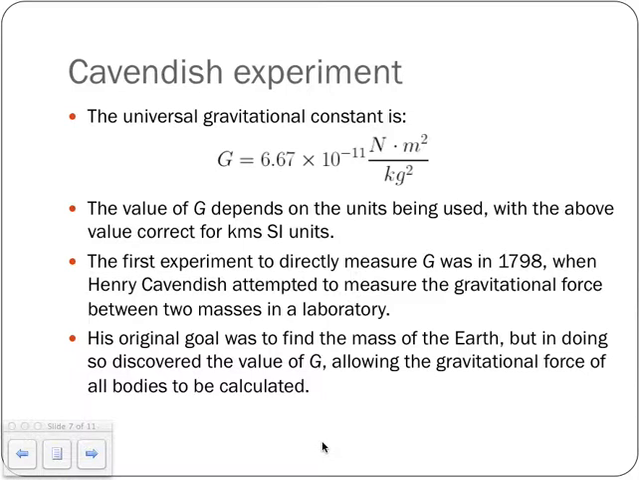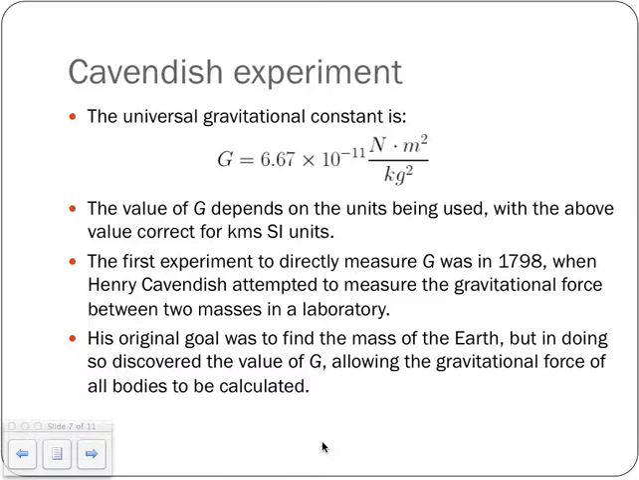The universal gravitational constant has been measured to be 6.67 times 10 to the negative 11th newtons times meters squared divided by kilograms squared. If you use this value of 6.67 times 10 to the negative 11th for G, you will have a force that will come out in newtons if you put your masses in kilograms and your distance between the two centers in meters. And so that's what it is here.